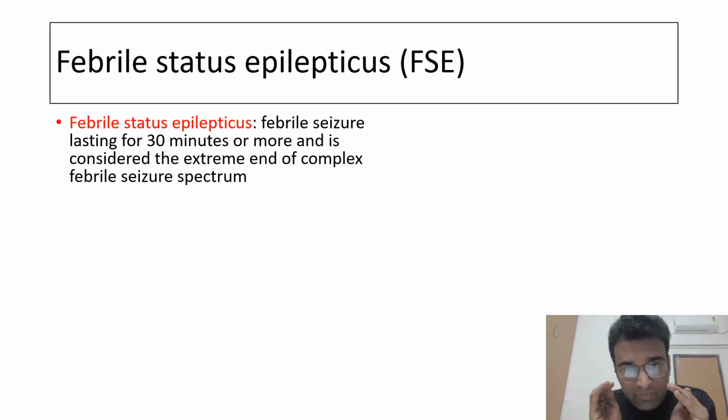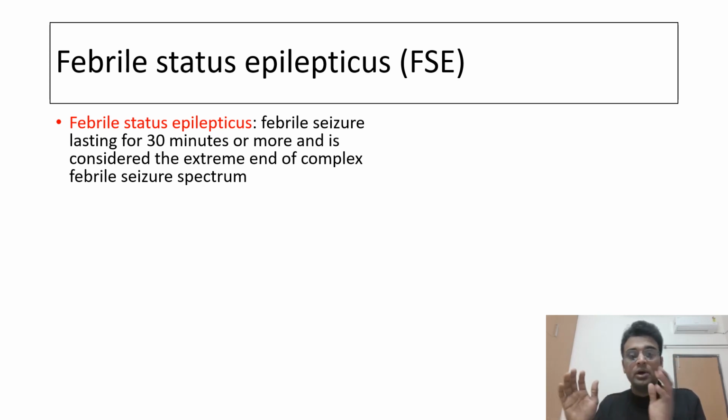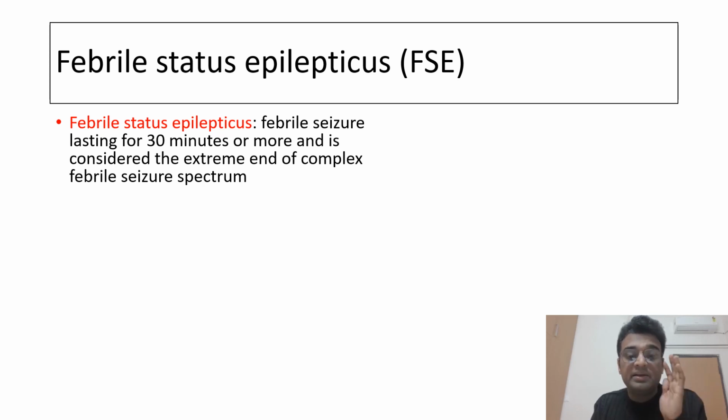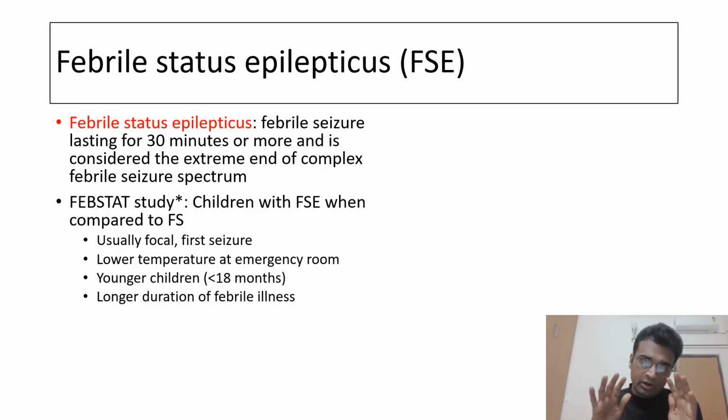Now we often use the word febrile status epilepticus when the febrile seizure is typically lasting for 30 minutes or more. It is often considered as the extreme end of the complex febrile seizure component, and we often consider febrile status epilepticus not to be as benign as a simple febrile seizure is. There is a study called FEBSTAT, on febrile seizure status epilepticus, and it has been seen that children with febrile status epilepticus, when compared to febrile seizures, are usually focal. They're usually the first seizure. Even at a lower temperature itself the seizure can happen. It is more common in younger children, and usually there is a longer duration of the febrile illness before the seizure happens.